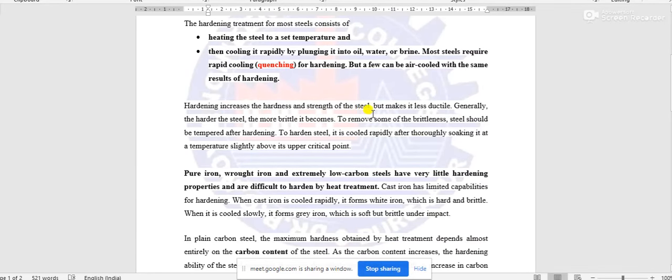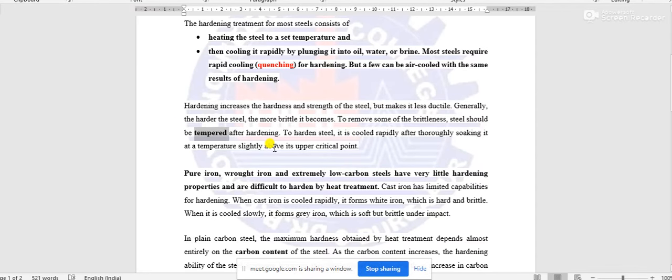But by making the steel more hardened or more strong, that will make it brittle also. Generally, by hardening the steel, the steel will be more brittle. But to reduce this brittleness, we may temper the steel.